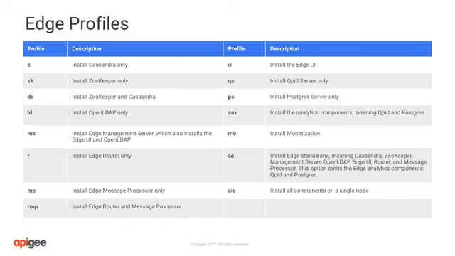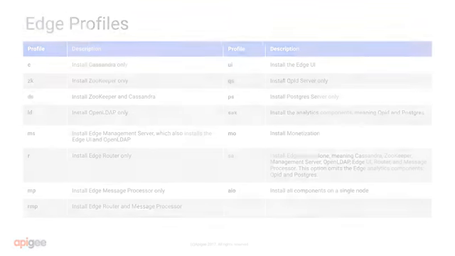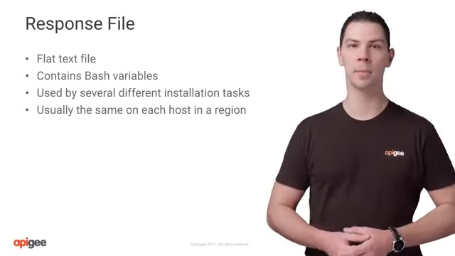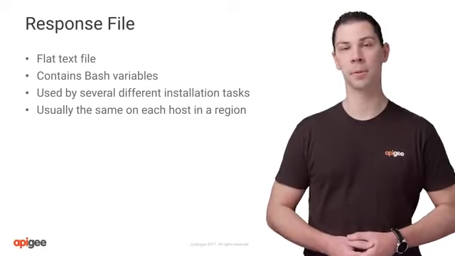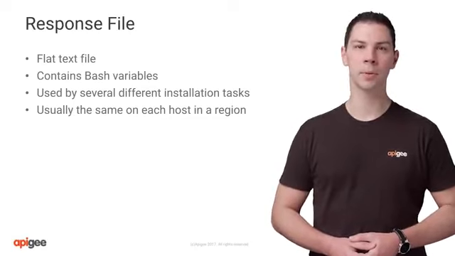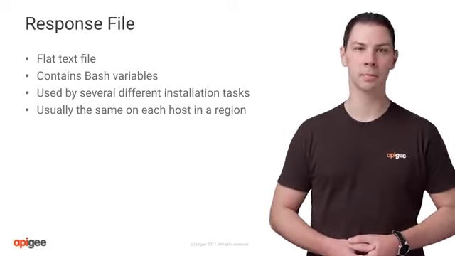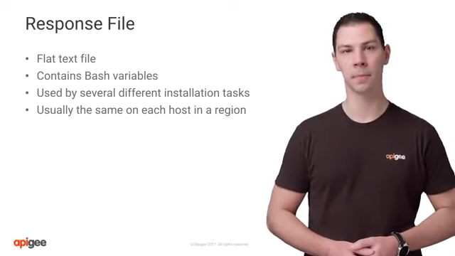The AIO, or all-in-one profile, stacks all components on a single host. This can be useful for a proof of concept, or to deploy a fully functional Apigee planet on a developer machine. The 2 inputs to the setup program are the profile name and a response file. Now that we know which profiles we will apply to each host, let's look at the response file we will use.